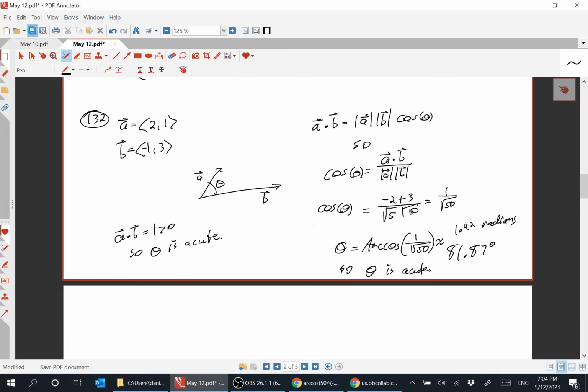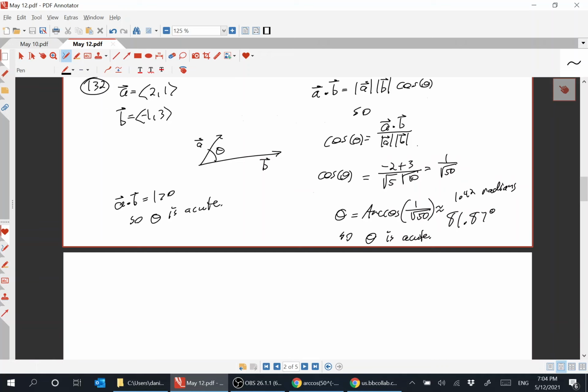And I'll give you a really neat, nice physical example of how this little formula about the angle between two vectors can come in handy. In section 2.7, we'll do that. All right.